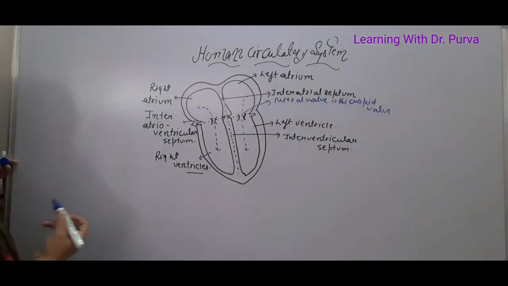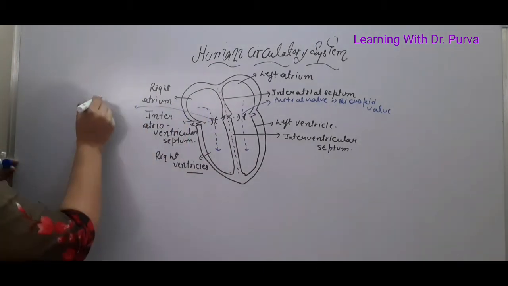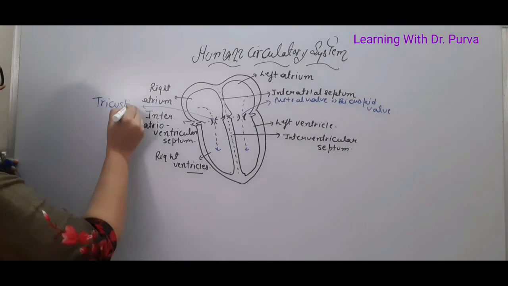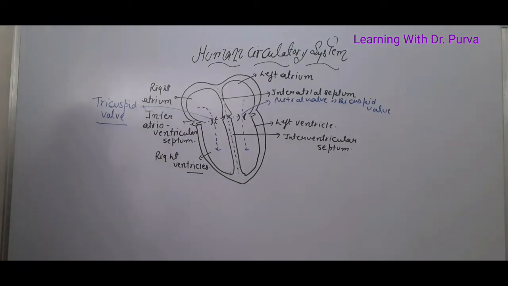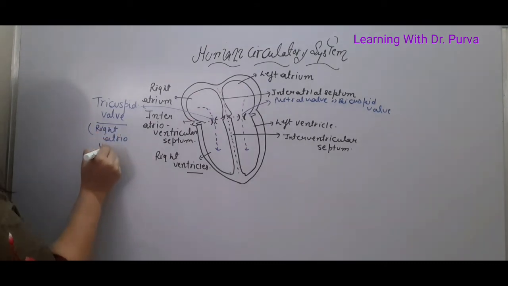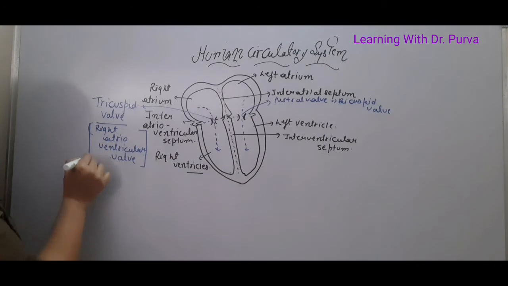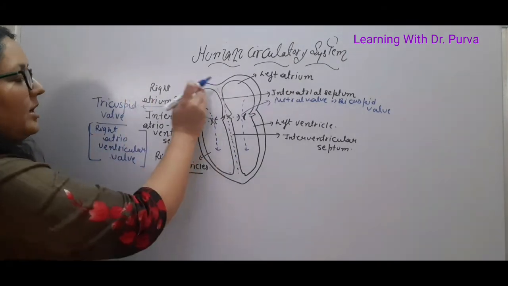And the valve which is present between the right atrium and the right ventricle is known as tricuspid valve. It can also be known as right atrioventricular valve. So this is right atrioventricular valve. Function of valve is they will always provide the unidirectional flow of blood from the atrium to ventricle. The blood will not go back into the atrium.